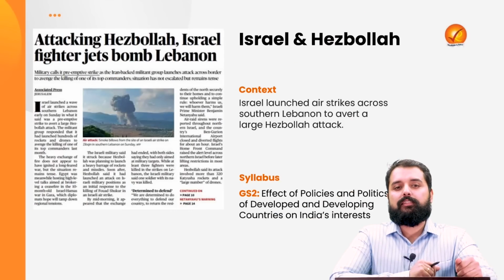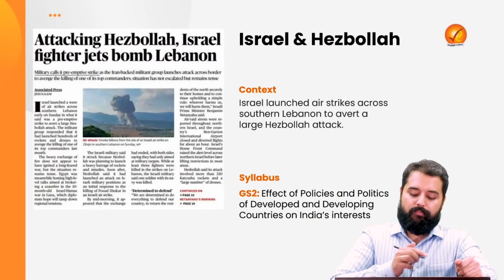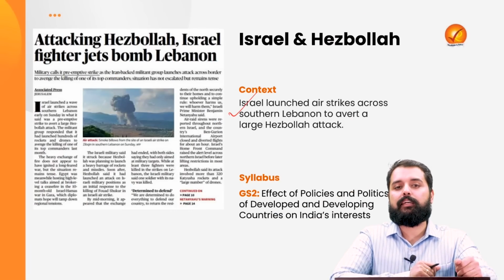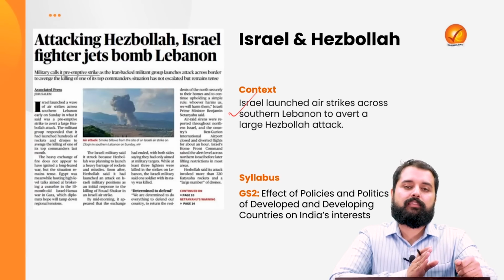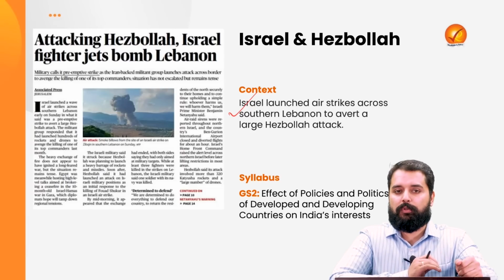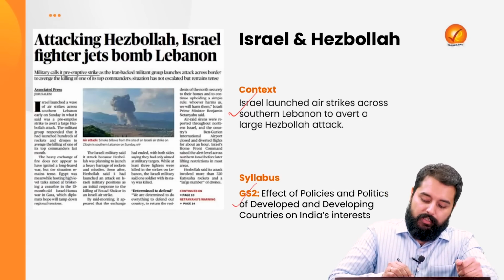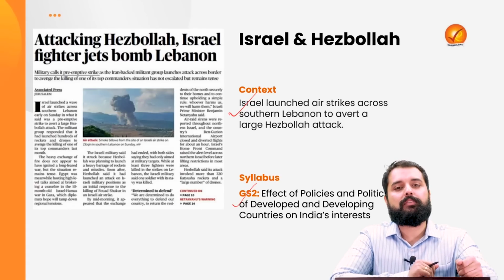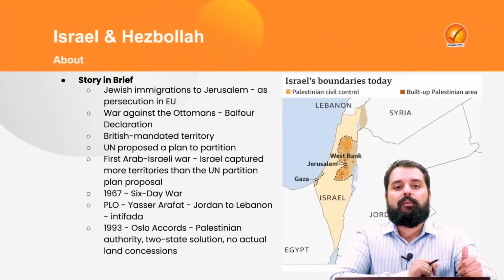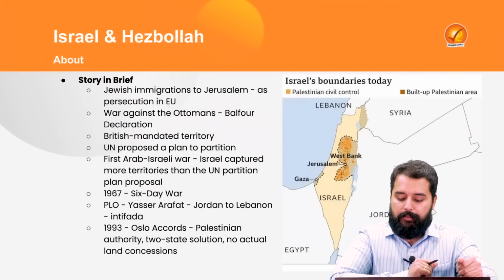Now, the next article is related to Israel and Hezbollah. The context behind it is that Israel has launched airstrikes across southern Lebanon to avert a large Hezbollah attack. They are calling it a preemptive strike. Now, we will be discussing the brief background between Israel and Palestine as well as Hezbollah and how Israel has faced setbacks recently. This is important in GS2 under the topic Effect of Policies and Politics of Developed and Developing Countries on India's Interests. First, let's look at the map of Israel.